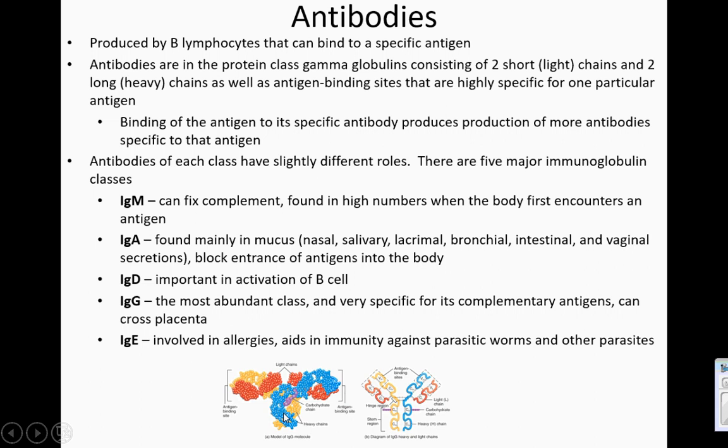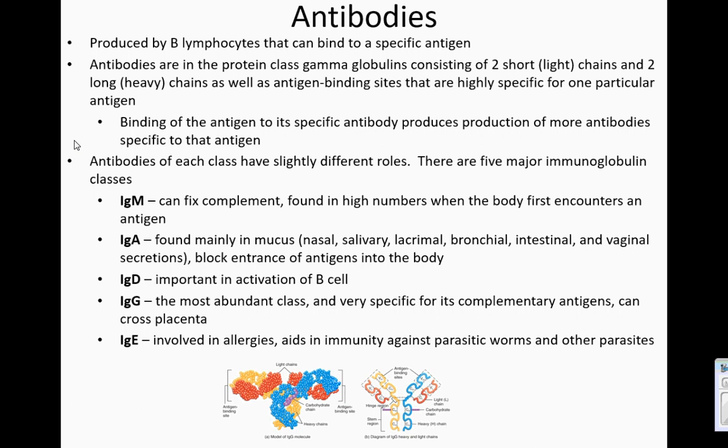Okay. There's also, and you can see that a little bit better over here in this part, an antigen binding site. The antigen binding site does exactly what it sounds like. It binds to the antigen. And binding of the antigen is very specific, which also activates the production of more antibodies specific to that antigen. There are 5 classes of antibodies, with each having a specific or slightly different role. So we abbreviate them IgM, IgA, IgD, IgG, IgE. The Ig stands for immunoglobulin. So we have an M, A, D, G, and E class.